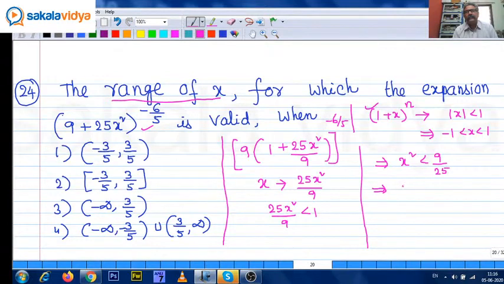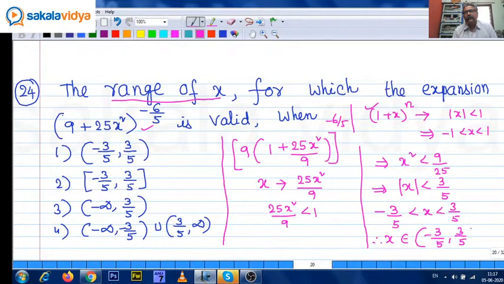So that means mod x is less than 3 by 5. That means minus 3 by 5 is less than x, and x is less than 3 by 5. Therefore, x belongs to the open interval (minus 3 by 5, 3 by 5). In this interval only the expansion is valid. First option is the right option.